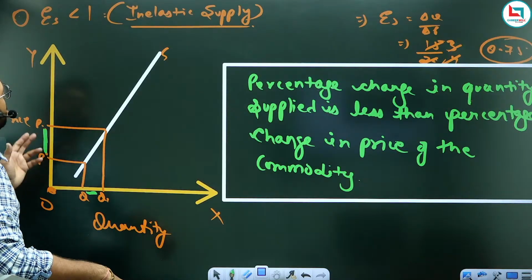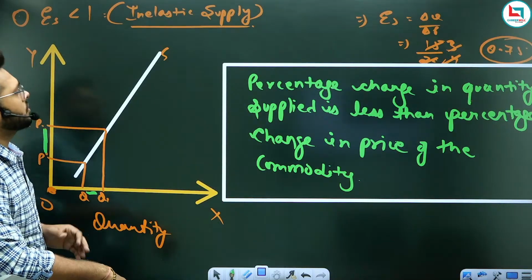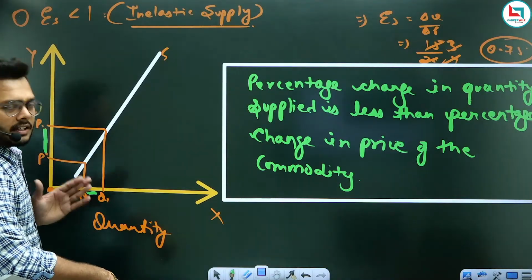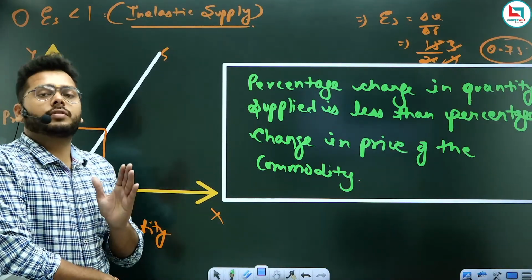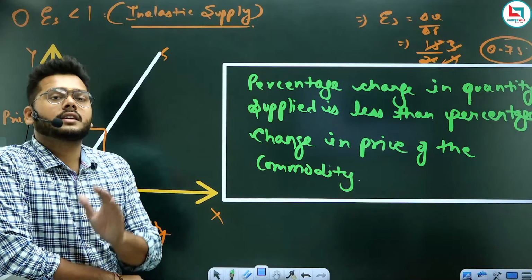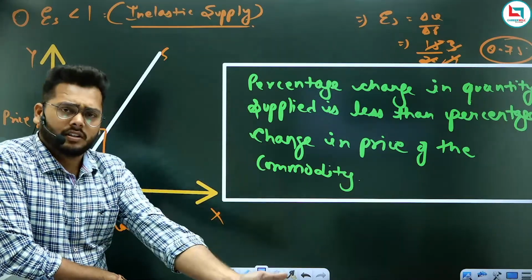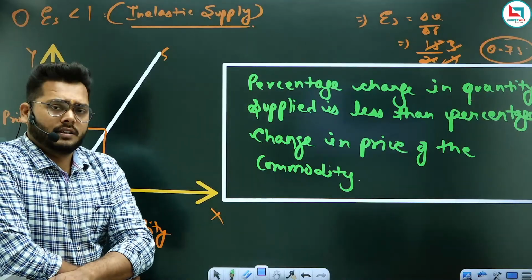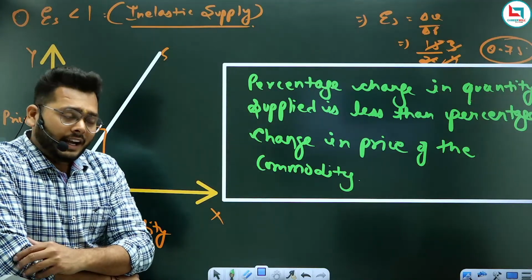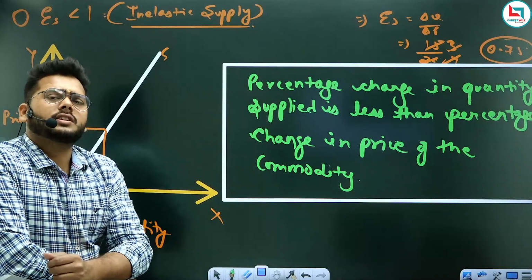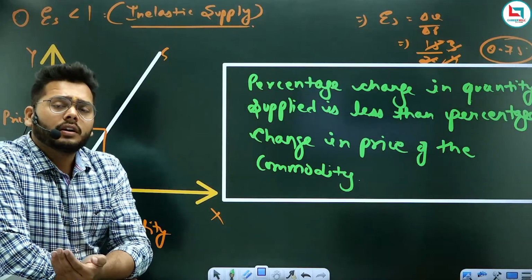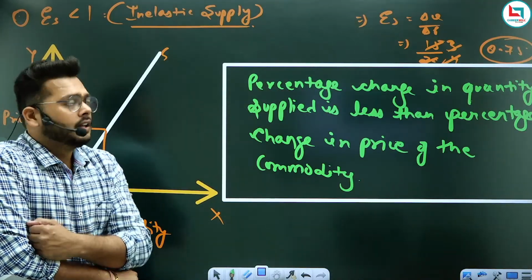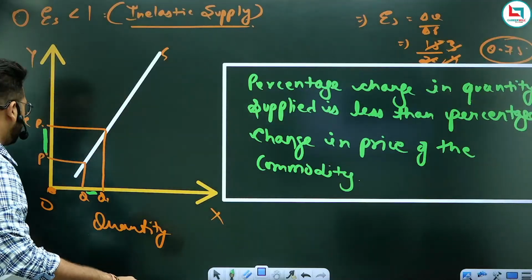And the next one is Es less than 1, which is called inelastic, where the supply changes but the percentage change in quantity supplied is not that much compared to the percentage change in price of that commodity. It means the percentage change in price is more than the percentage change in quantity supplied by the producer. This is called inelastic supply.